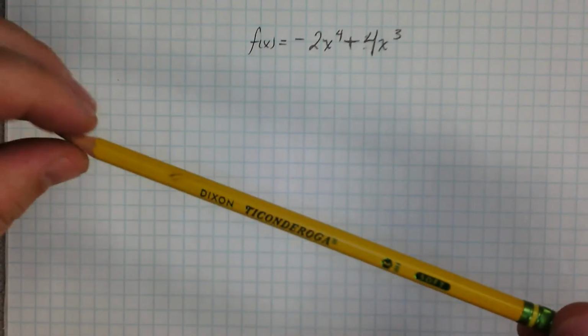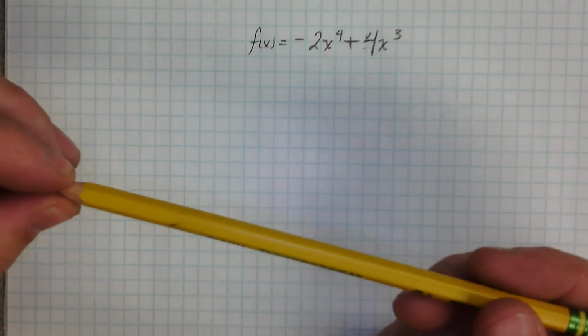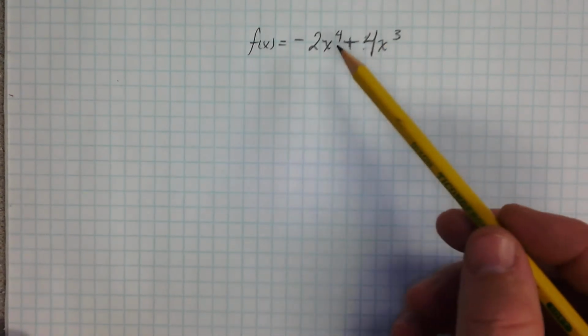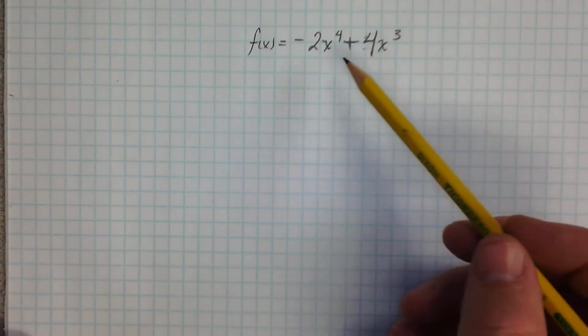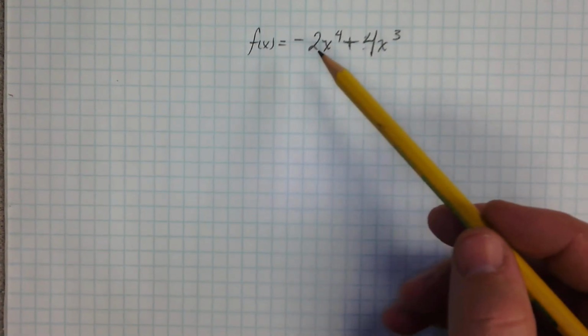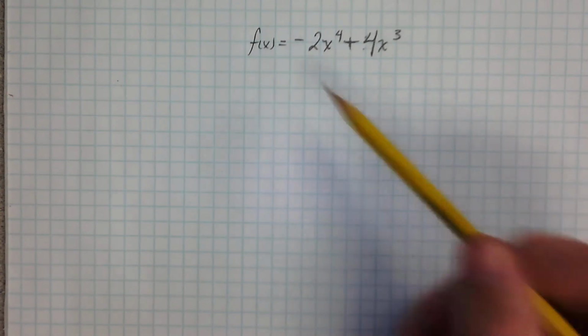All right, boys and girls, let's use our good old-fashioned Dixon Ticonderoga number 2 to graph this. So this is a quartic, a degree of 4, and it only has two terms. And the leading coefficient's negative. So there's some things we've got to be careful of with this one.